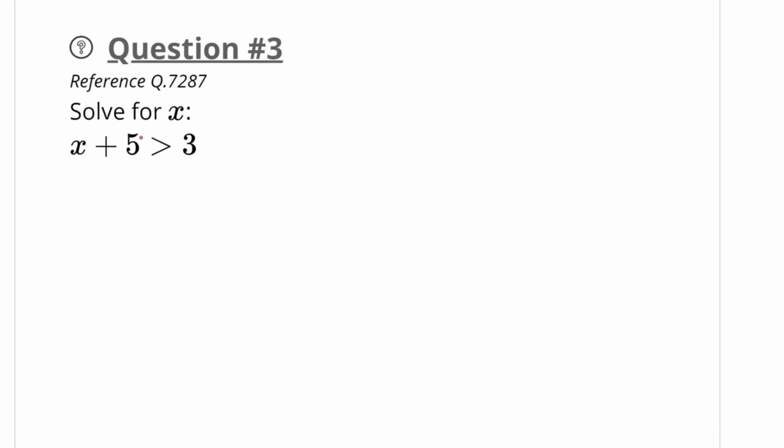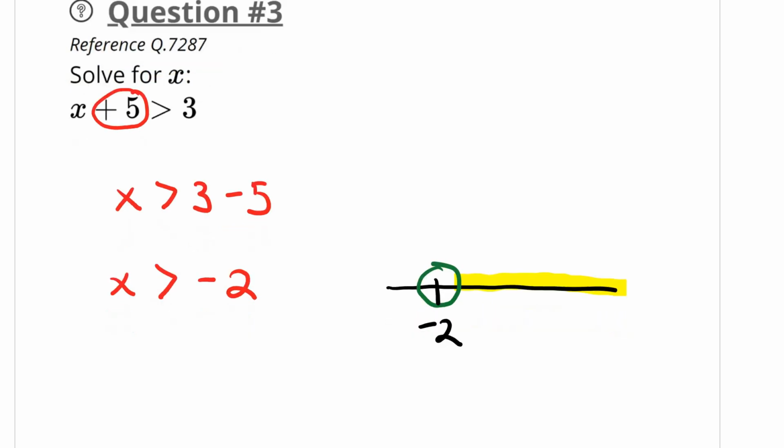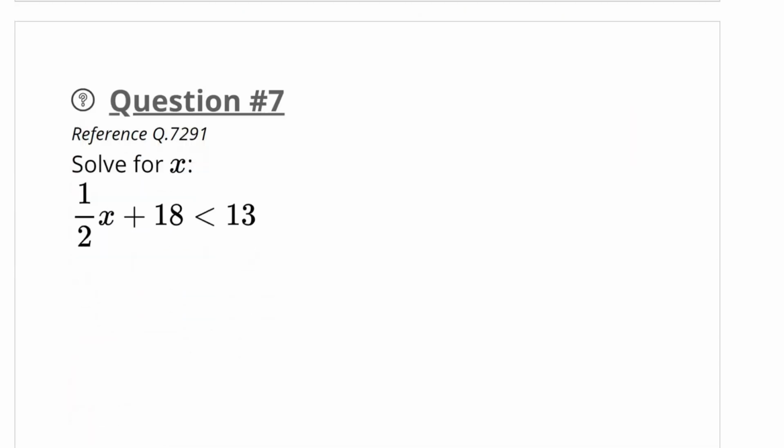Okay, let's keep on going on. Question number 3. I see a plus 5, so if I bring the plus 5 over, it's going to be 3 minus 5. And what is 3 minus 5? Well, that's going to be negative 2. So x is greater than negative 2. So on a number line, if here's negative 2, open circle there, and then I just shade to the right, x is greater than negative 2. All right, so some of these are quite quick. You can go through them pretty easily here.